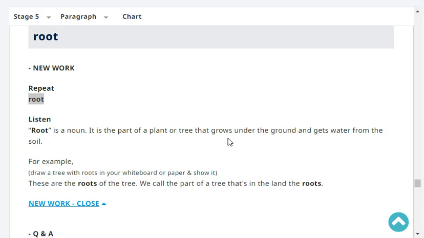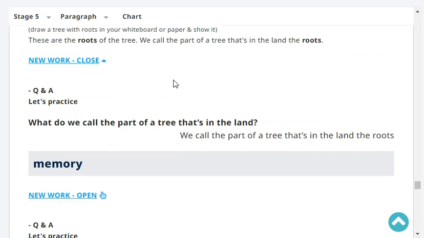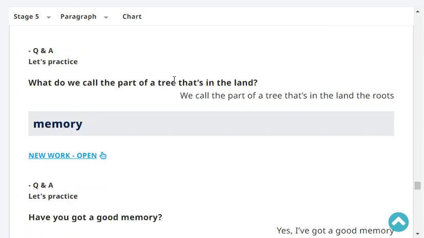Okay, let's see. What we can see, it's under the ground. Over here are the roots of the tree. We call the part of a tree that's in the land roots. Okay, let's practice. What do we call the part of a tree that's in the land? We call the part of a tree that's in the land roots.